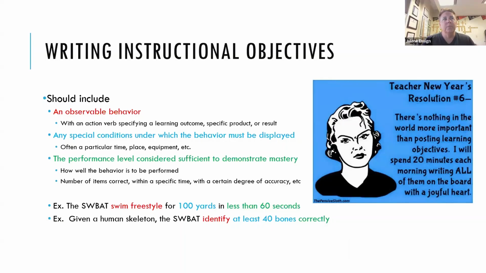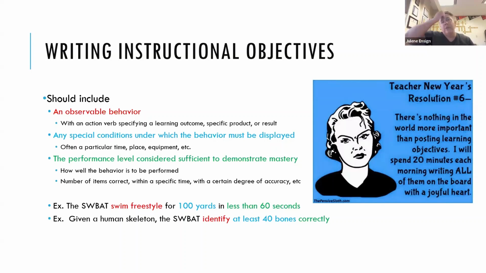So the first part is an observable behavior. It's almost 100% of the time an action verb, something very specific that is supposed to happen, a very specific product or result that we want to see. And then the second part, in blue, is the special conditions under which the behavior must be displayed. Usually it's a time, a place, certain equipment. It could be a certain score, whatever.